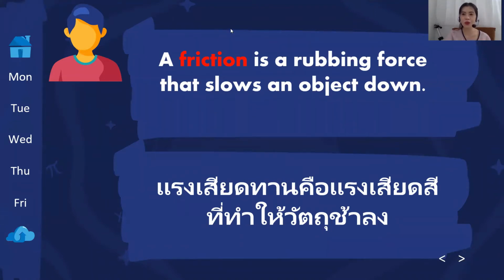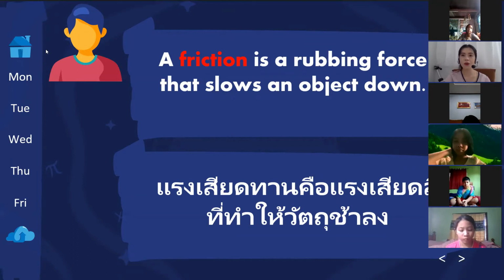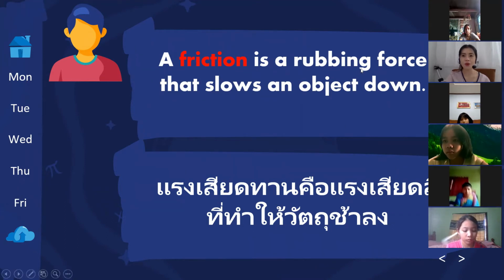Okay. Do you understand the Thai translation? Grade 5, can everybody read the translation? I want Panasorn. Panasorn, can you read the definition for us of friction? Ready, go. Friction is rubbing force that slows an object down. Very good, Panasorn.